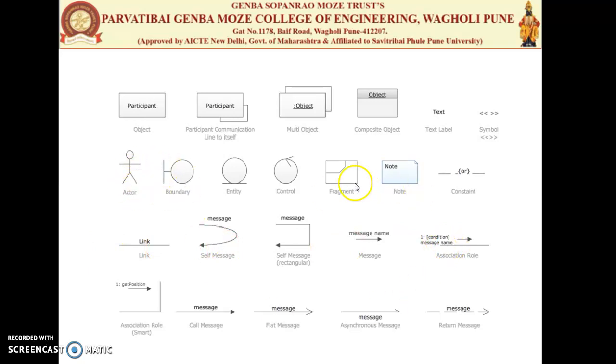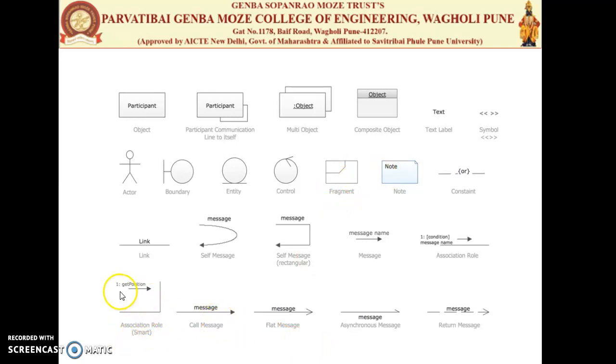So a fragment can also be used multiple times whenever we have to add an external collaboration diagram to a particular collaboration diagram. For the fragment, you can just give the name of another collaboration diagram here, and you can use the functionality of the other diagram in the same diagram. So the next one is the association role.